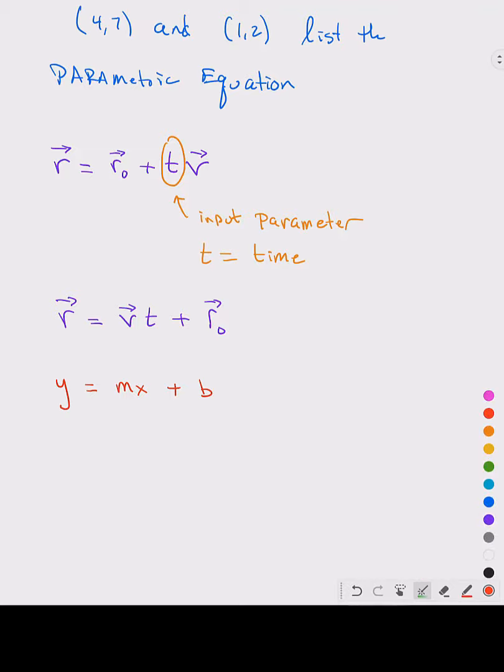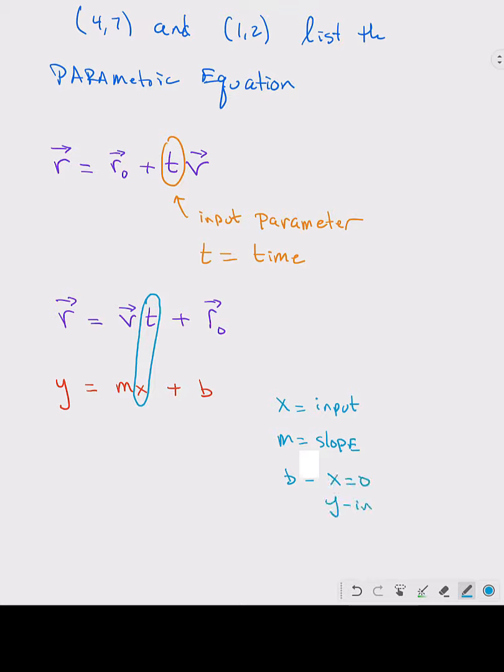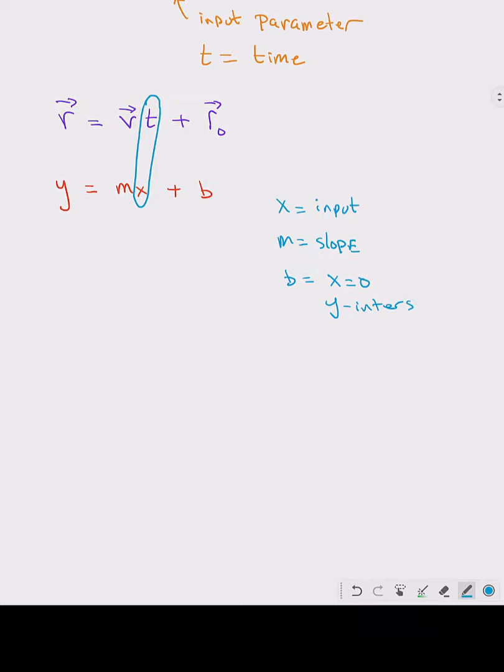The first thing I want to draw some similarity to something you already know is this x and the t. So x is the input, and we already knew that, and m is the slope, and then this b is when x is equal to 0, and that then is the y-intercept, right? So we're used to those things.